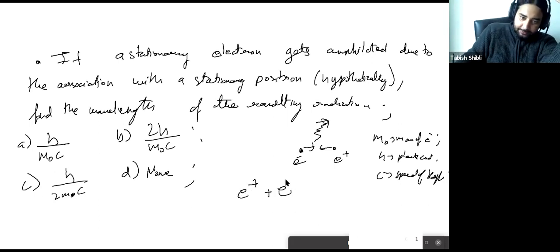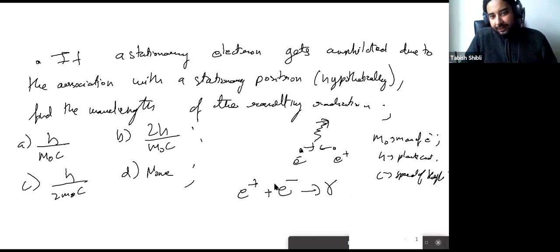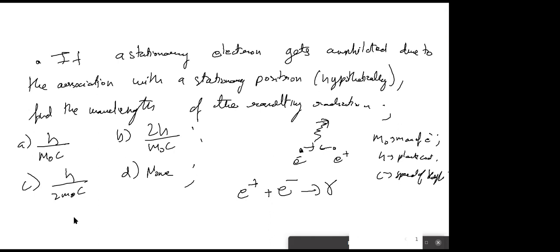The positron plus the electron gives gamma, but you'll have to realize that you cannot have momentum conservation with only this equation, right? Why can you not have momentum conservation with this equation? Any idea? Because it's stationary.